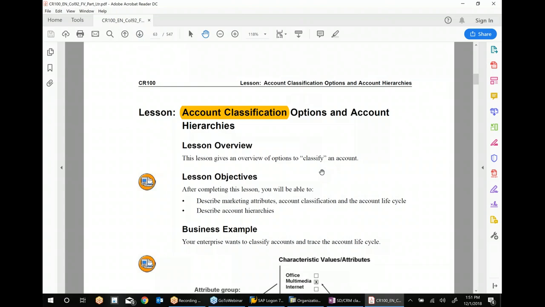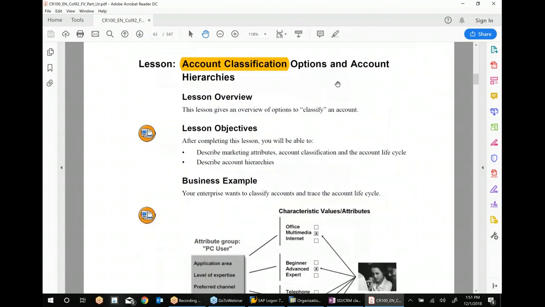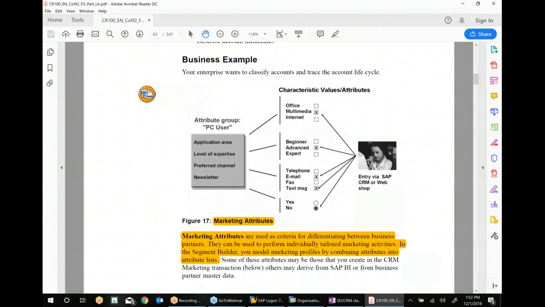Account classification, options, and account. So we have account classification, options, and accounts. There is a concept called marketing attribute. Marketing attribute basically allows us to divide and classify a customer by different attributes.